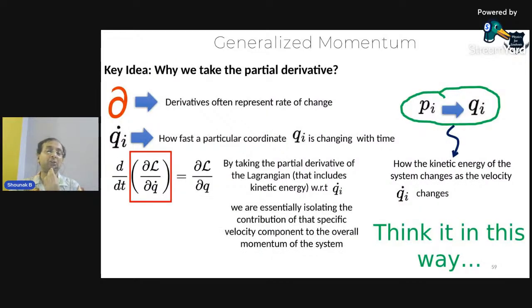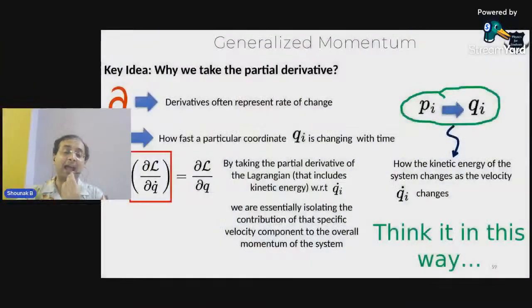Now, you might be wondering why we take the partial derivatives, and why we are not taking the normal derivative. Because in general, derivatives represent the rate of change. In Lagrangian mechanics, the generalized velocity represents how a particular coordinate changes with respect to time. And remember that what is happening here is not one coordinate, not two coordinates, but many coordinates. So if I take 3, 4, or 5 coordinates, normal derivatives won't be able to do it.